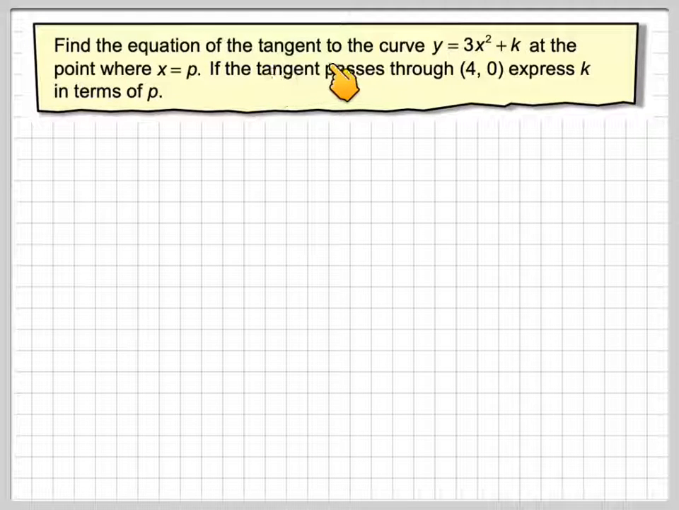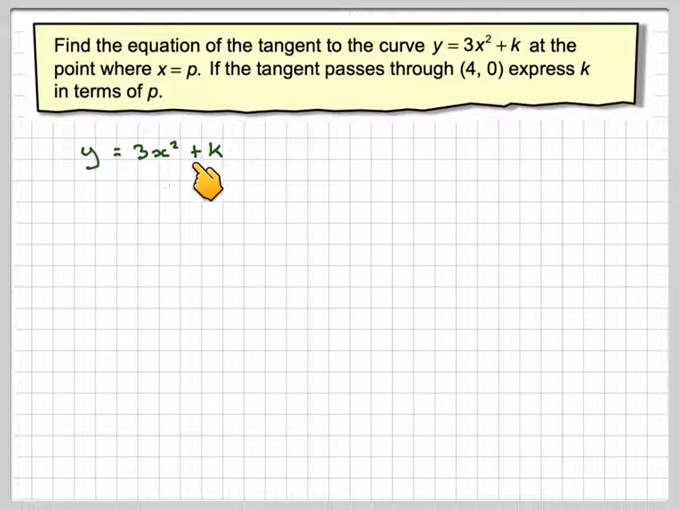Find the equation of the tangent to the curve y is equal to 3x squared plus k at the point where x is equal to p. If the tangent passes through (4, 0), express k in terms of p. So we've got y is equal to 3x squared plus k.